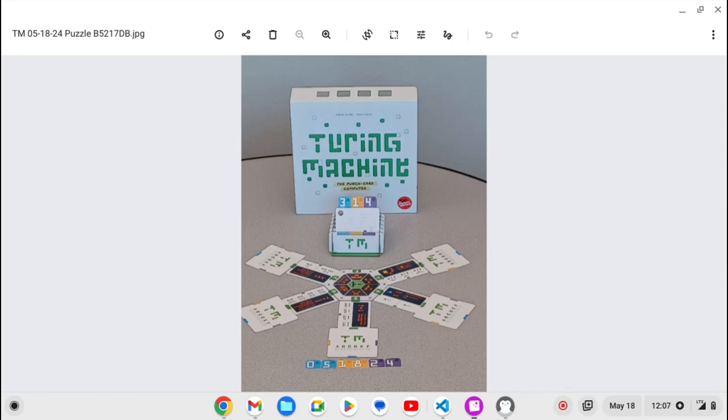Let's begin. Today's May 18th, 2024, and we're solving the Daily Turing Machine Puzzle. Today's puzzle uses the 5 criteria cards and its 5 verification cards. Let's go to turingmachine.info for the details.